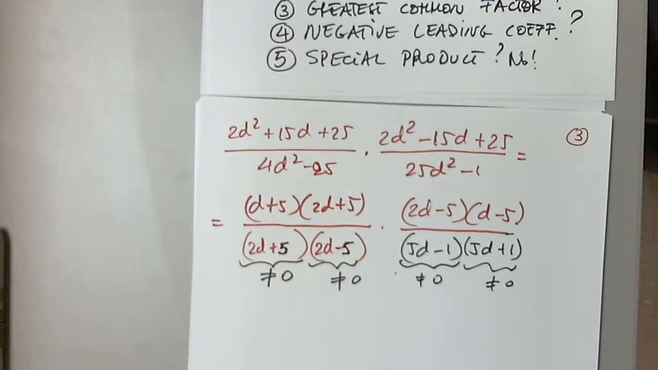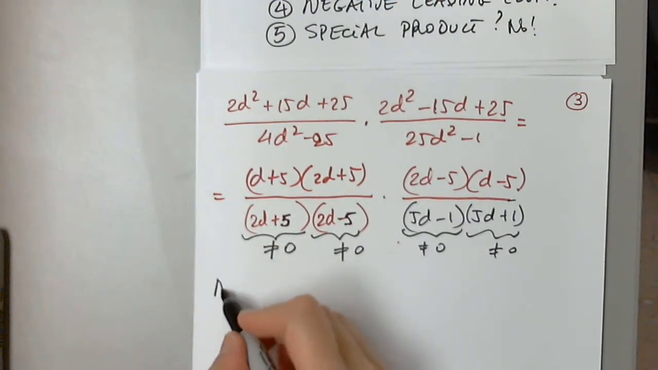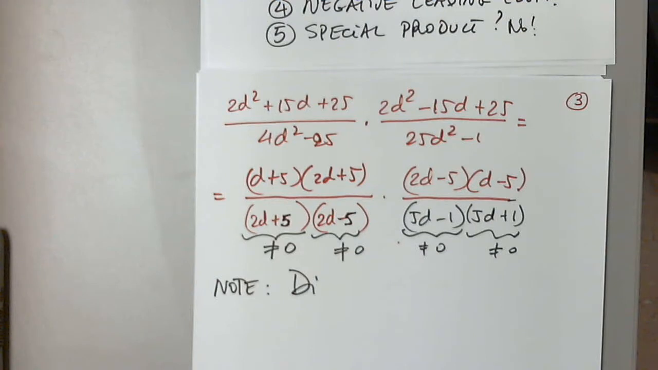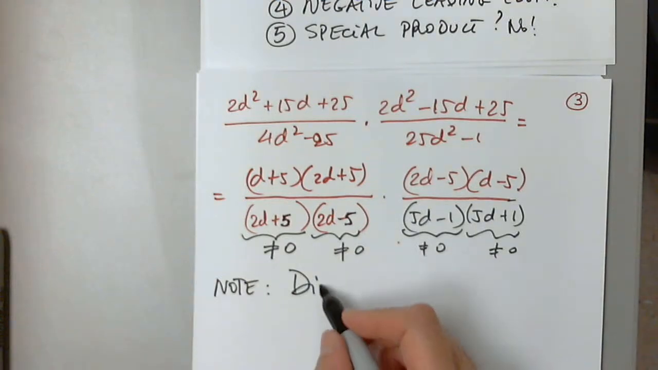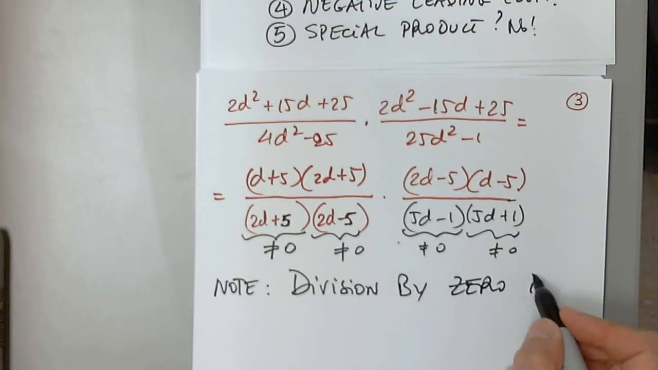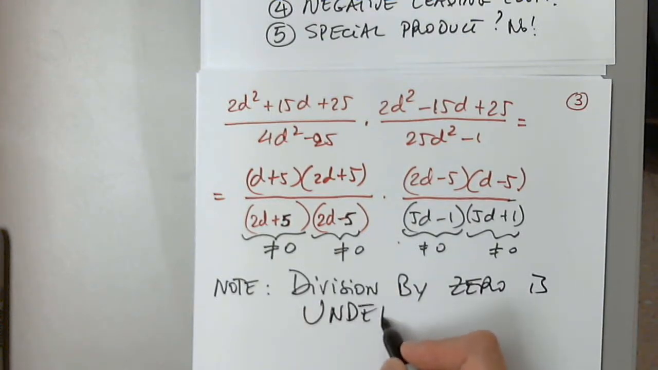Let's write a note in case you forgot. Please be careful. Note. We say undefined, but we basically say it doesn't exist, but we prefer undefined. Division by 0 is undefined. If you want to remember it as not possible, if you want to remember it as not existing, whatever. But it's not a number. We don't have a number for this.